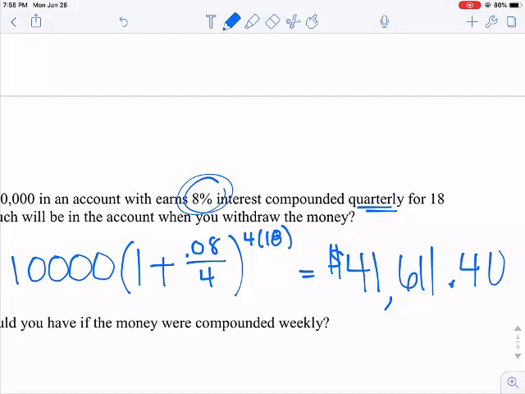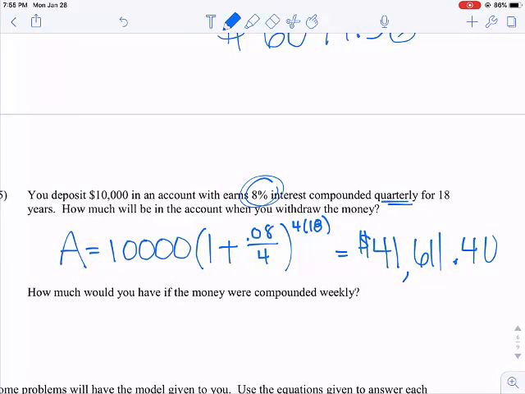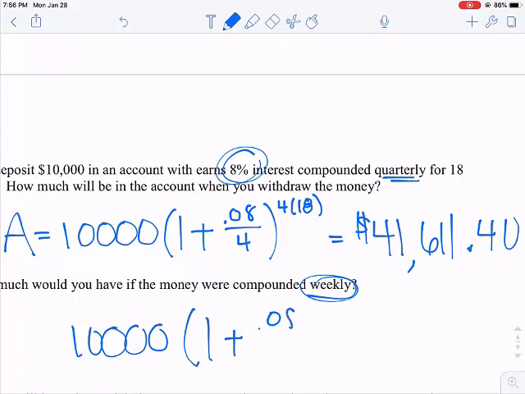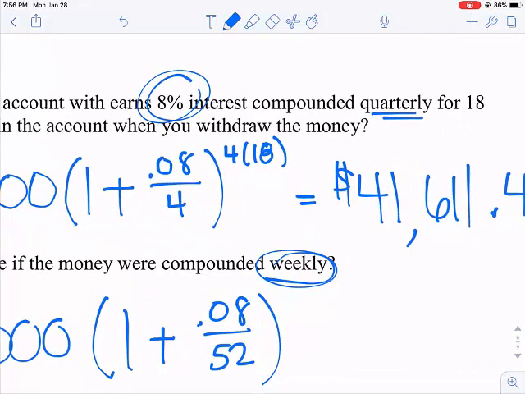Okay, so let's keep all things the same, except that we're going to do it weekly. So I'm going to still do my $10,000, but this particular bank says, no, we're going to give you interest weekly. So that means we're still using the 0.08, but we're going to do it 52 times. So like on every Saturday at midnight, you're going to get this interest added to your account or something, okay? So that's 52 times 18. Go ahead, pause, and give this one a try.